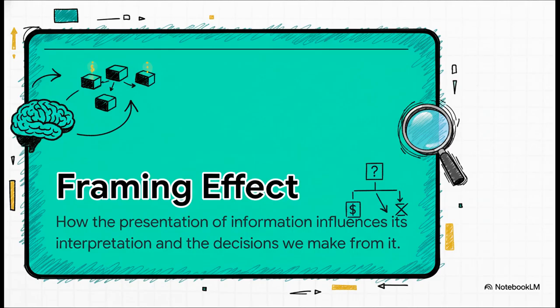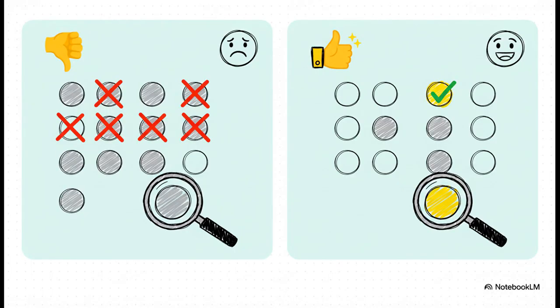This is all about how the way information is presented to you can completely change how you feel about it and what you do next. Just look at this example. Same exact data. On the left, it says 90% of users ignored the new feature. Ouch. Sounds like a total failure, right? But on the right, it says 10% of users engaged with the new feature. Well, that sounds like a pretty decent start.